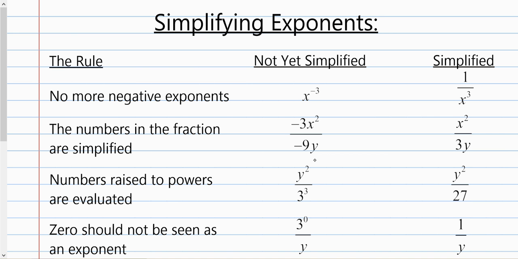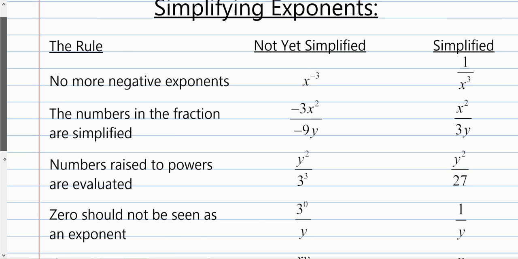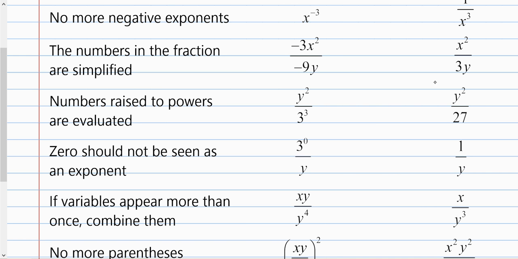If I have numbers with common factors, they need to be simplified. Negative signs will also be simplified. Numbers raised to powers are evaluated, but only if reasonable. If you could do it in your head, do it. If not, leave it as a number to an exponent, that's alright. 0 should never be seen as an exponent in a simplified answer. If you have a 0 exponent, you could have turned that into a 1 very easily.